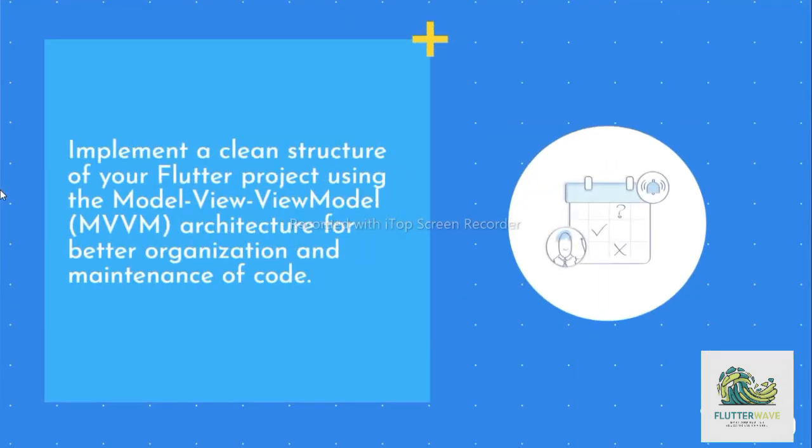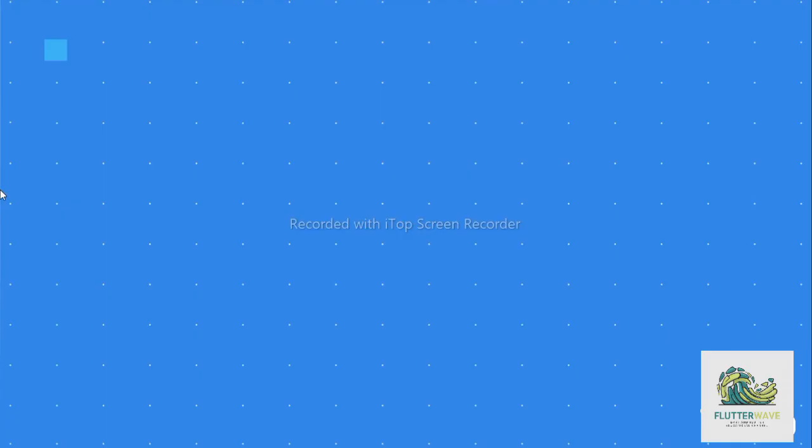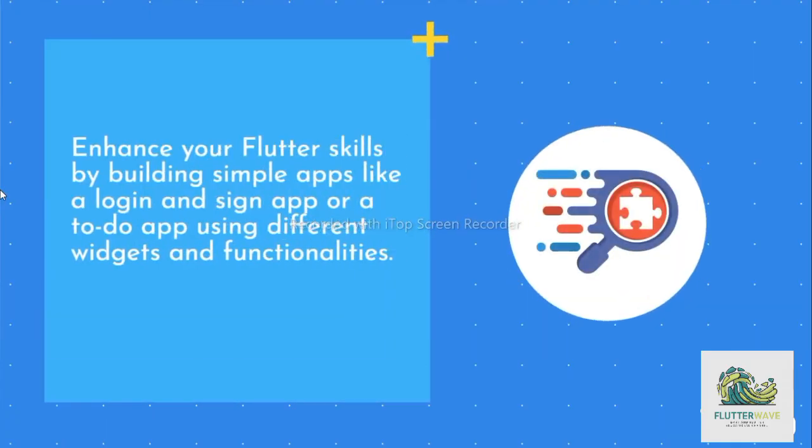Implement a clean structure of your Flutter project using the Model View ViewModel (MVVM) architecture for better organization and maintenance of code. Step 6. Flutter Skills. Enhance your Flutter skills by building simple apps like a login and sign-up app or a to-do app using different widgets and functionalities.